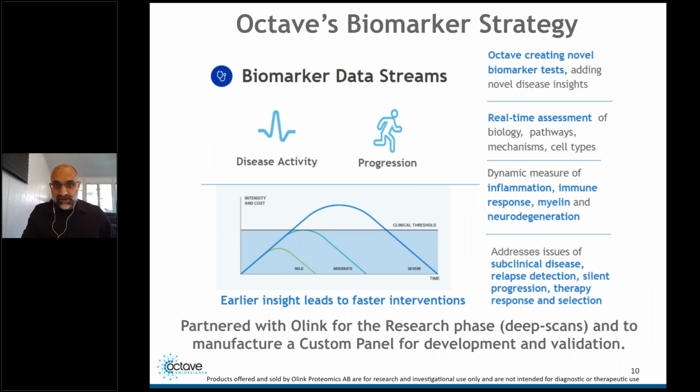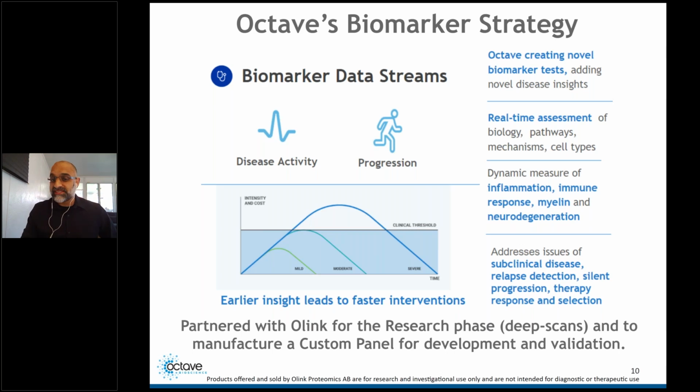So on to our biomarker strategy. Octave is creating novel proteomic tests. By measuring proteins, we're able to get a real-time assessment of the biology, pathways, mechanisms, and cell types that are involved in the pathophysiology of the disease. Proteins also enable a dynamic quantitative measurement of these pathways, which include inflammatory pathways, immune modulation, demyelination, and neurodegeneration.